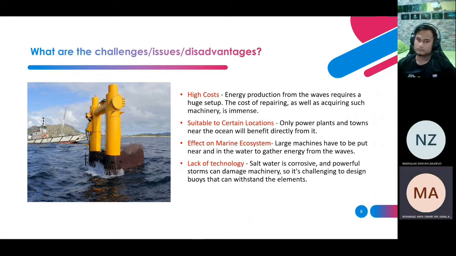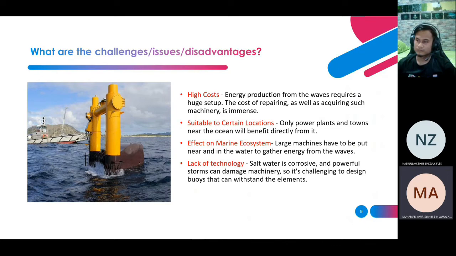The second one is suitability to certain locations only. The biggest disadvantage of getting energy from the wave is location. Only power plants and towns near the ocean will benefit directly from it. Because of it, wave energy is not a viable power source for everyone.